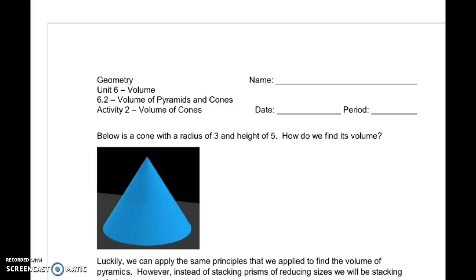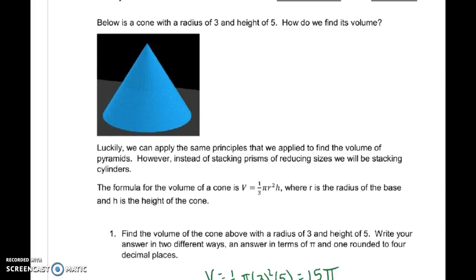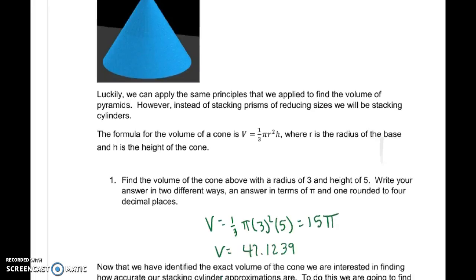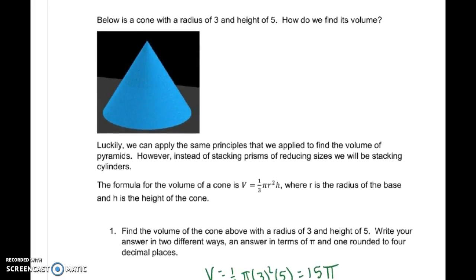So we're going to follow that same process, but here we're telling you that the volume of a cone is the same idea. It's 1/3 the area of the base, and the area of the base is a circle, so it's pi r squared, times the height.